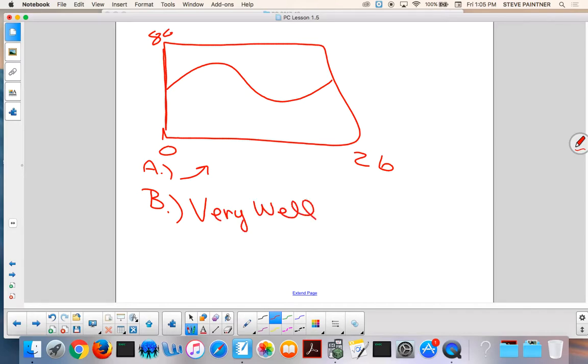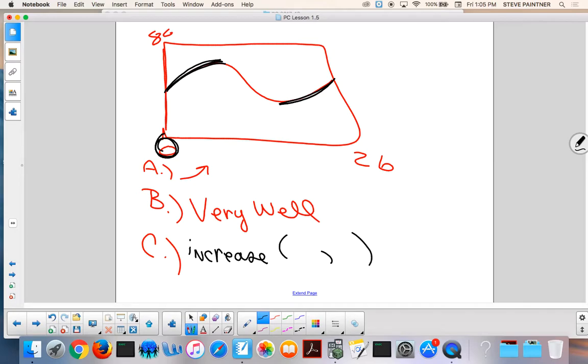Okay. All right, C talks about where does the function increase? Well, here's where it increases, right here. Right? And right here. This is the increase portion. So where does it increase? You will have to say in interval form from 0 to what?